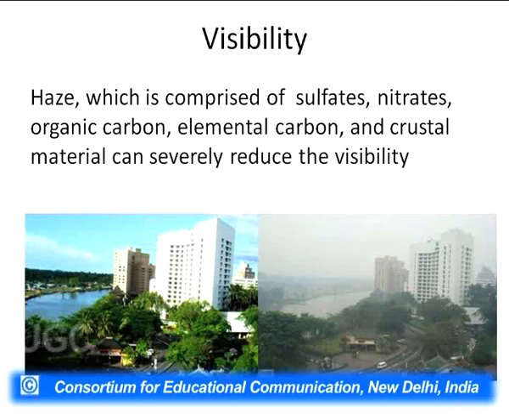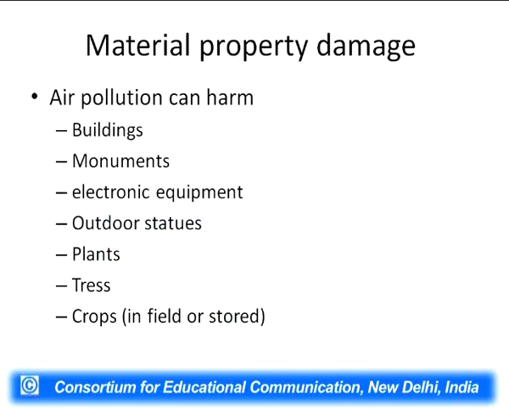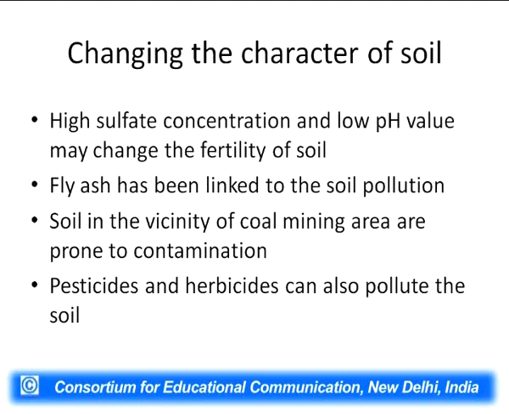In this picture, you can see two different days of one city. On one day, the atmosphere is not polluted, and on the subsequent day, the atmosphere was highly polluted. Apart from these, this can also cause damage to property and material. Air pollution can harm buildings, monuments, electronic equipment, outdoor statues, plants, trees, as well as crops, whether they are in the field or in stored condition.